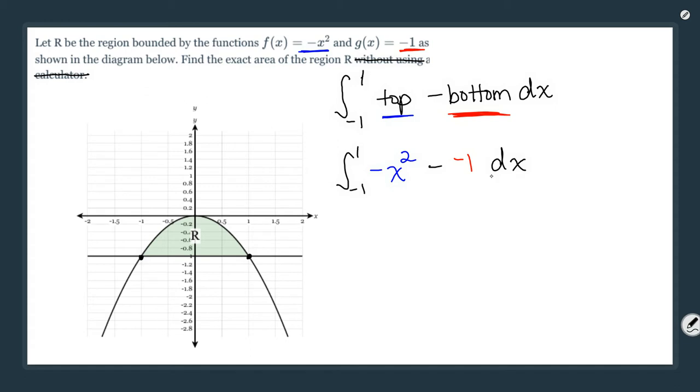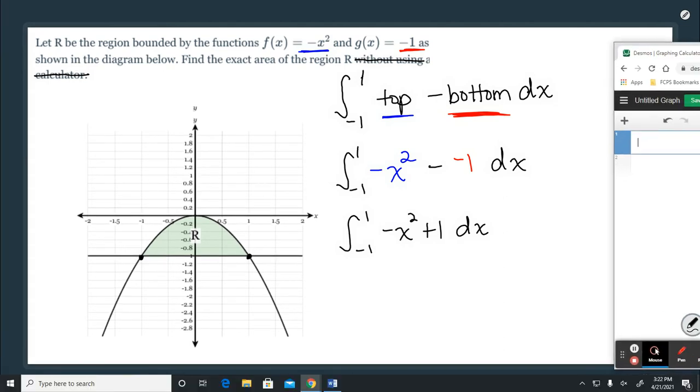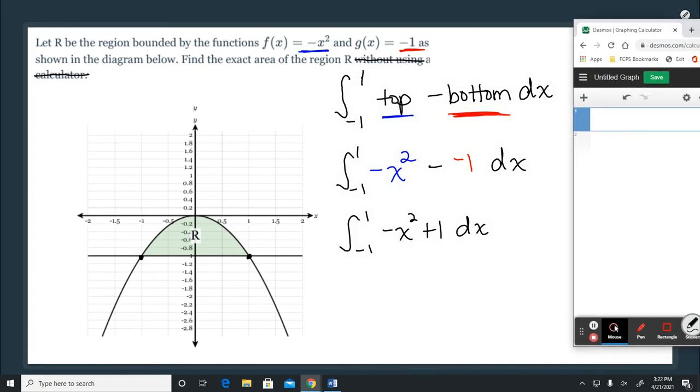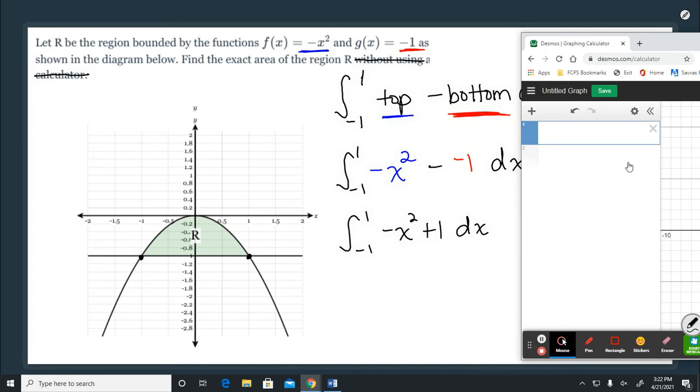Now if I want to simplify, I can. The definite integral from -1 to 1 of -x squared plus 1 dx. And then I'm going to grab my calculator. I've got a Desmos calculator pulled up, and if you type in the letters int, the definite integral will pop up.